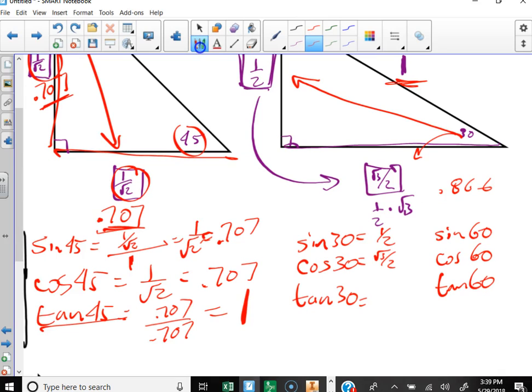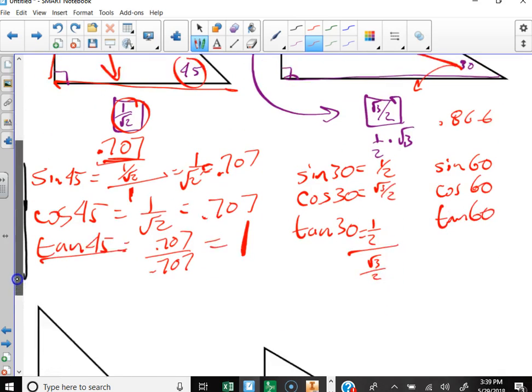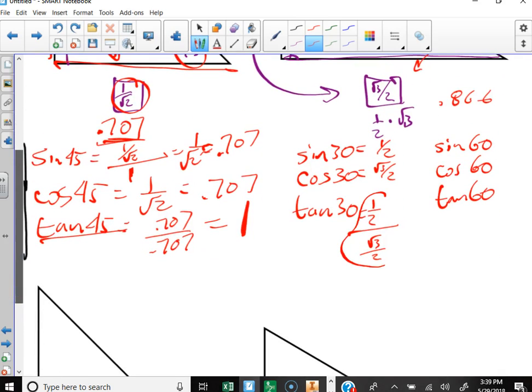Well, that's interesting. That's going to be a half over square root of 3 over 2. So if you're not familiar with how we handle something called a complex fraction, we take this bottom fraction and we flip it and multiply it times the top. So in other words, we'll take a half times 2 over the square root of 3. And that comes out to be, well, the 2's cancel, and that's 1 over the square root of 3.